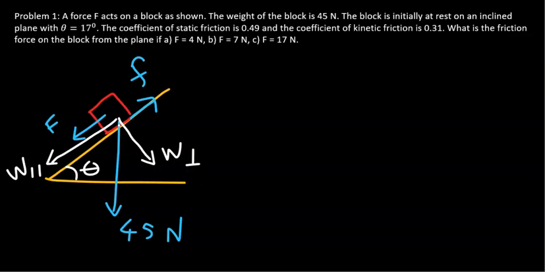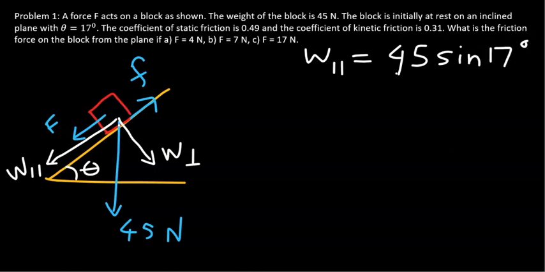Now, from our previous videos, we have shown how to determine these two components. W parallel is quite simply the weight times the sine of that theta, which in this case is 17 degrees. And W perpendicular is 45 cosine 17 degrees.